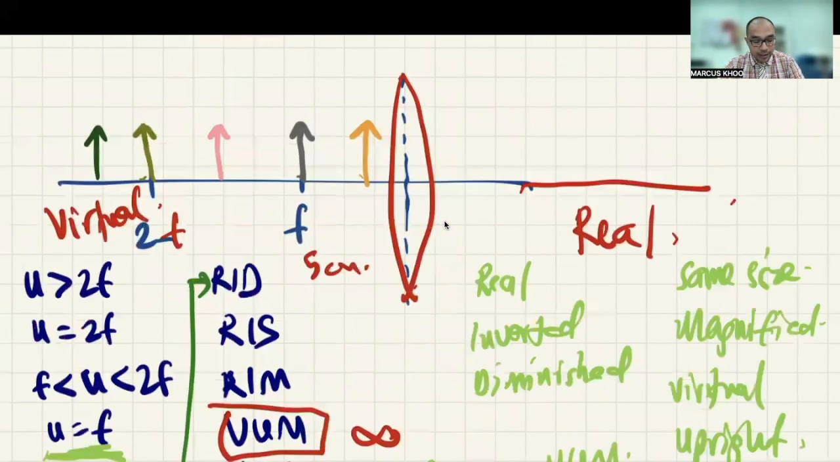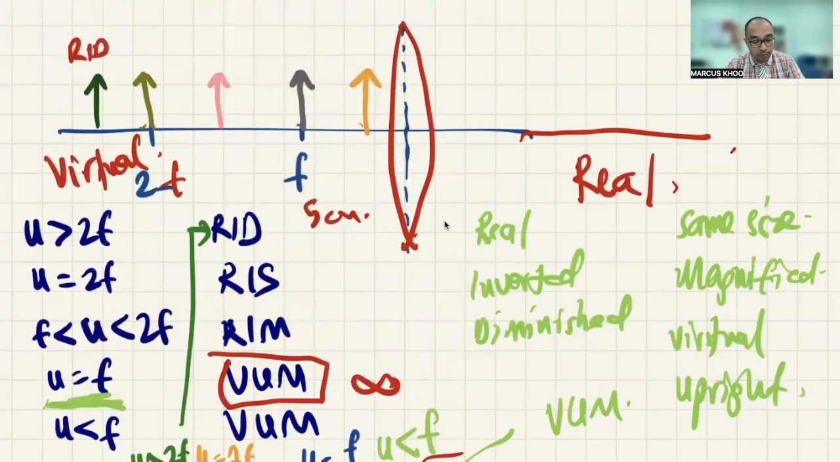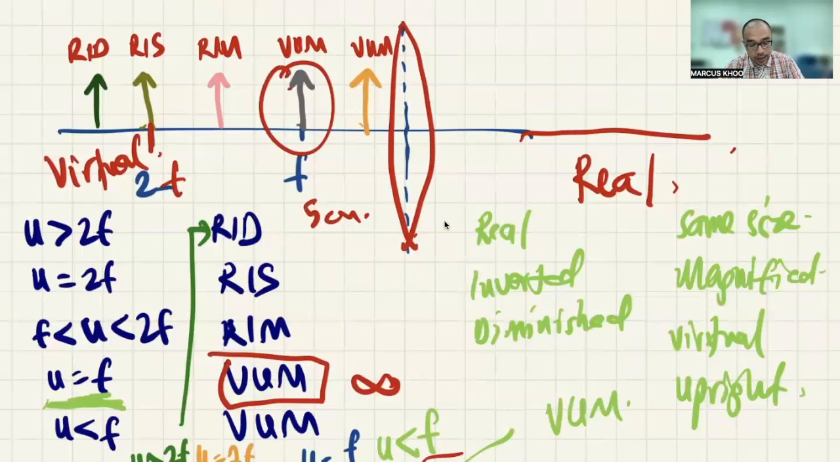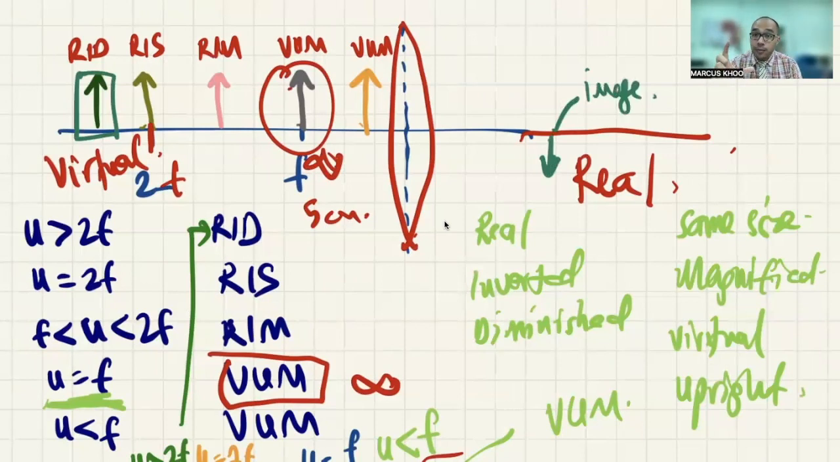Okay, so even in the lens in this case, this will be RED because it's beyond the 2F. This is RAISE, this is RIM, this is VUM, this is VUM. But of course, this VUM is at infinity. Okay, that means if let's say I'm talking about this particular object, it'll be real, inverted, diminished. Okay, so it'll be somewhere along here. The image will be here. Okay, it's a real image because it forms behind the lens. Okay, and it's an inverted image because it goes downwards and it's smaller size. Okay, so that's how you want to remember the characteristics of the image.